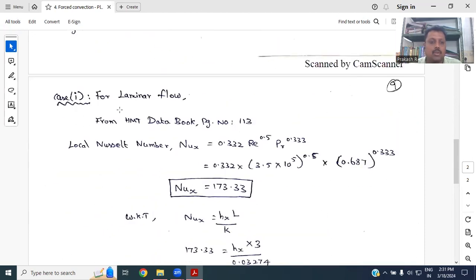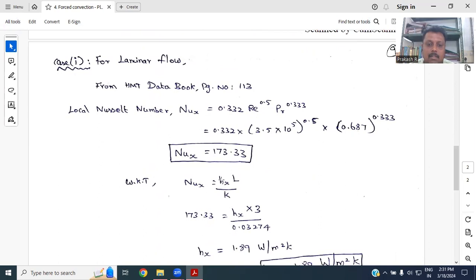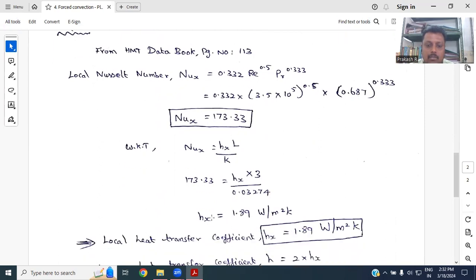So first, in case 1, when we take the flow as laminar, from the HMT data book page number 113, we need to find the Nusselt number. So Nusselt number is 0.332 Reynolds number power 0.5 Prandtl number power 0.333. By substituting the Reynolds number value and Prandtl number value, we calculate the Nusselt number value. The general equation of the Nusselt number is hL by k. Therefore, hx into L divided by k. By substituting this value, we can find the hx value.